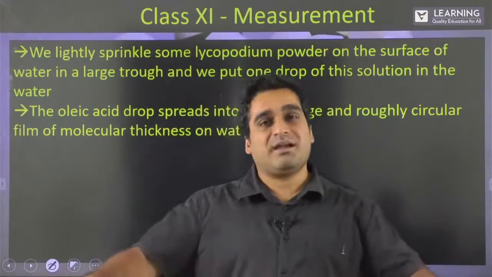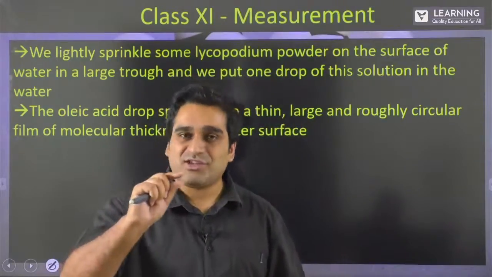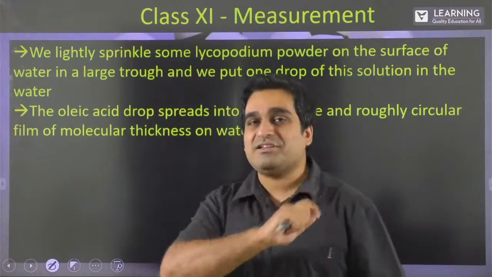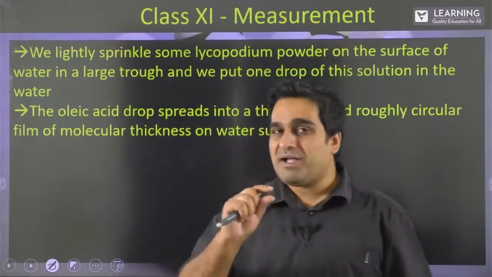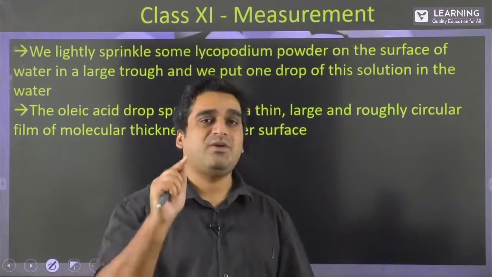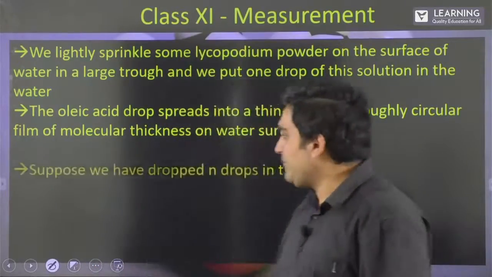Once it spreads out evenly, what happens to its thickness? Its thickness reduces. To what scale does it reduce? That is what we need to identify. By identifying to what scale it reduces, we determine the molecular size of this oleic acid.